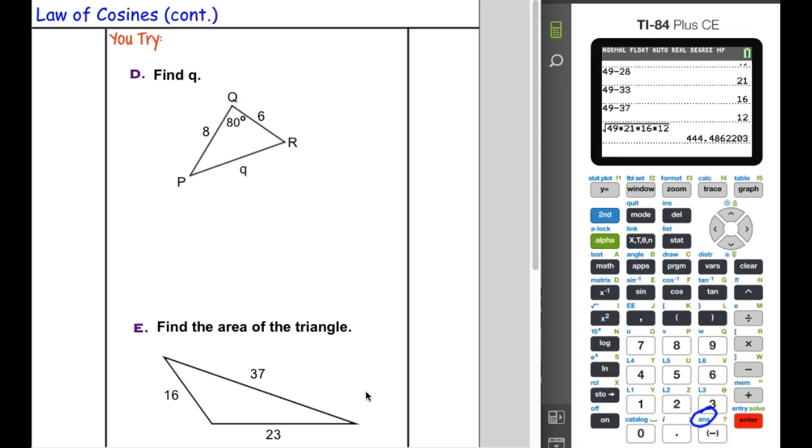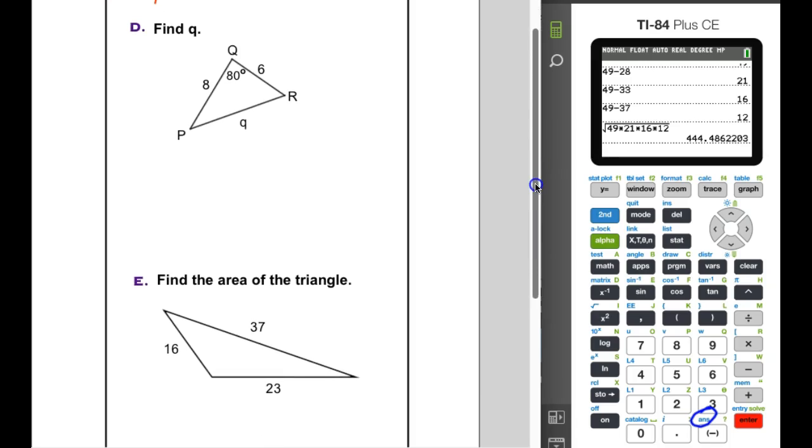It's your turn now. First problem, we want you to find side length Q, or PR. Then we want you to find the area of a triangle with side lengths 16, 37, and 23.